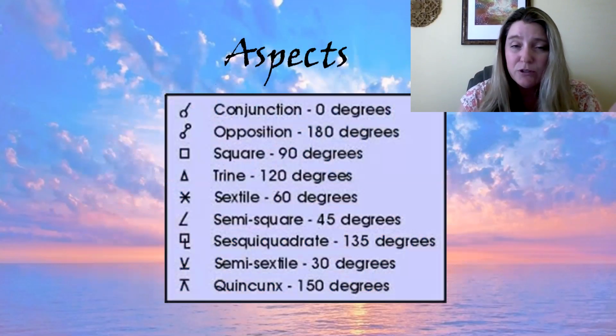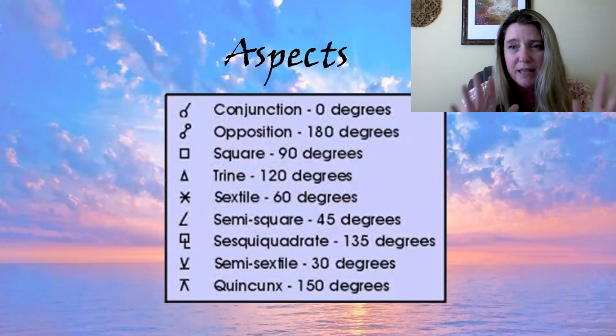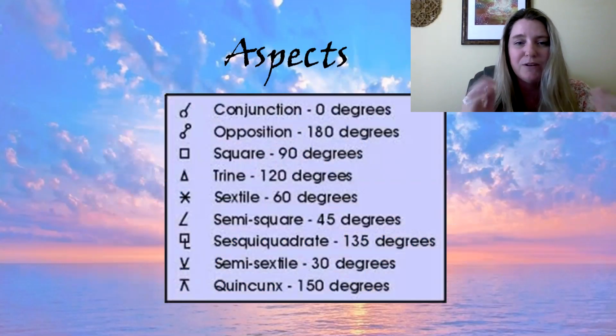The aspects are important in what they tell us about the planets in the solar return chart, just as they do in the natal. And here is just a list of what we look at, mostly: the conjunction, opposition, square, trine, sextile. So the first five are the ones I mainly use, but you can also get into semi-squares and quadrats, like we just talked about, and semi-sextile and quincunx as well.